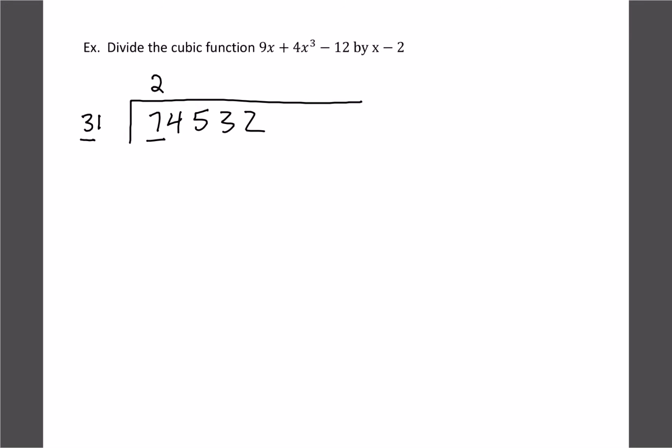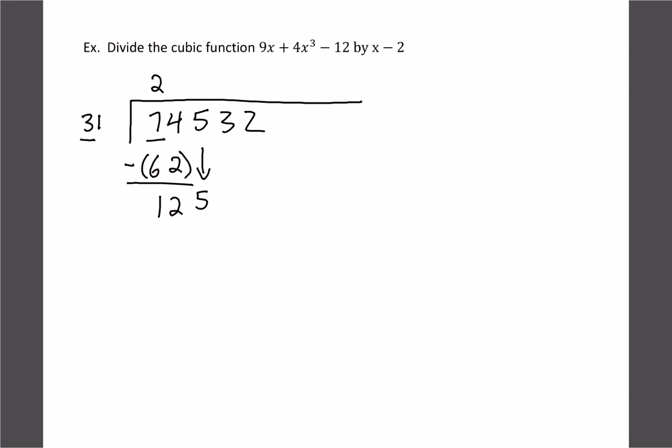Then we'd multiply 2 times 3 to get 6, and 2 times 1 to get 2. So 31 times 2 would be 62. Then remember, what we do is we basically subtract that from what's above. So 74 minus 62 would give us 12. We bring down a 5. And now we're doing the same thing.